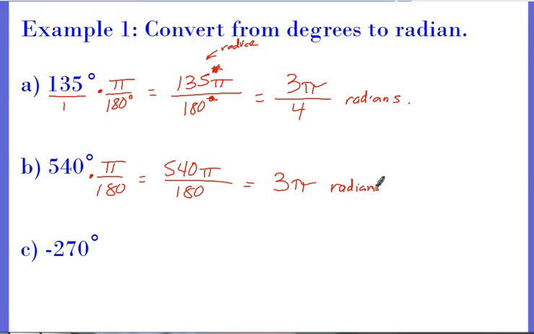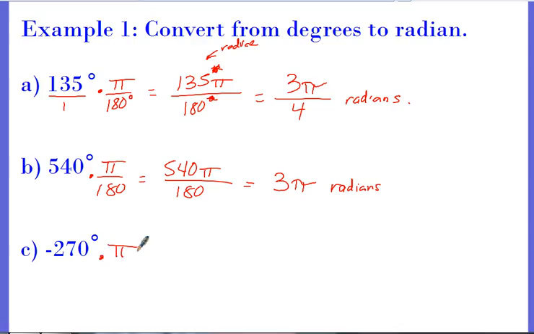It's negative 270. Now, obviously, what's the difference here? It's negative. What does that mean, though? It's just going clockwise, instead of counterclockwise like it should be. Got it? So, does that change my conversion? No. It just means my actual answer is going to be negative in the end.